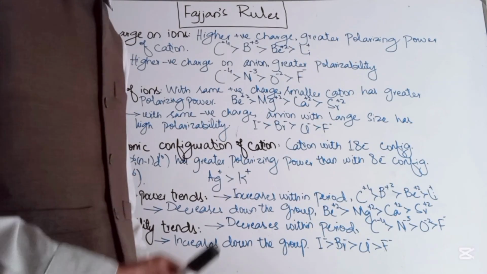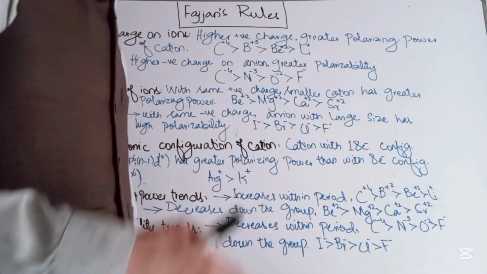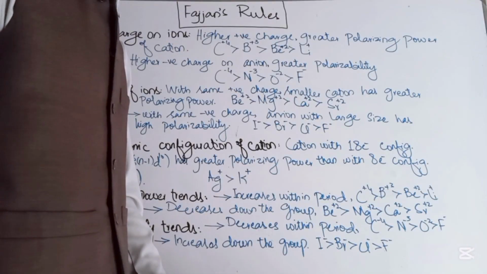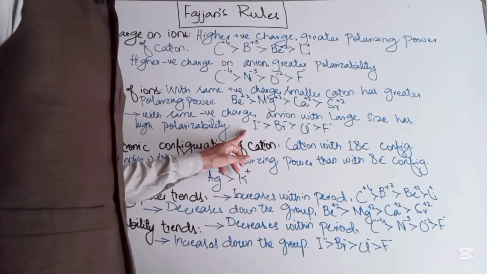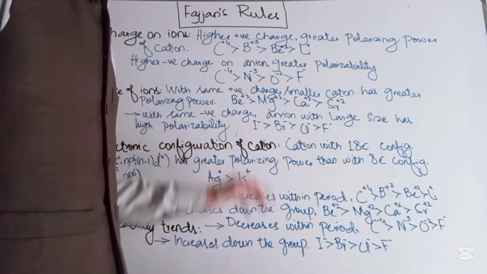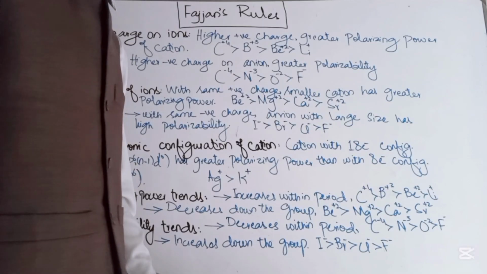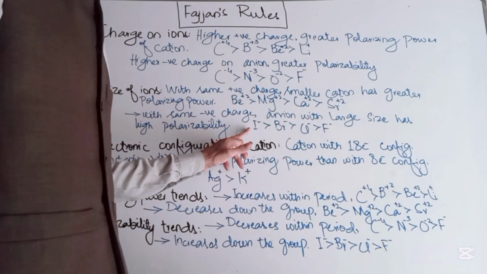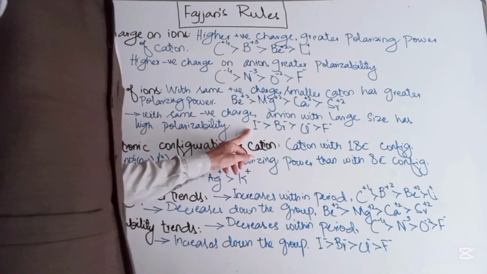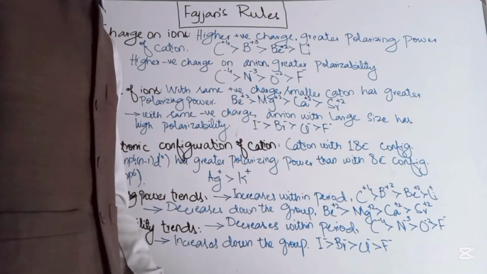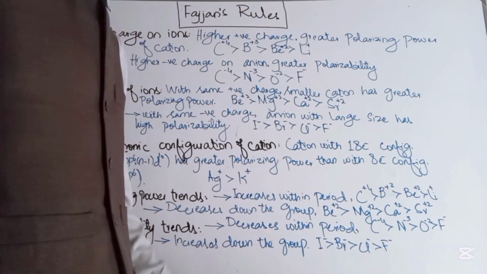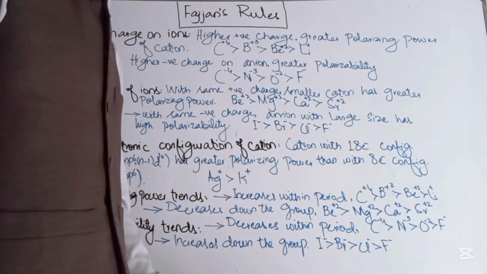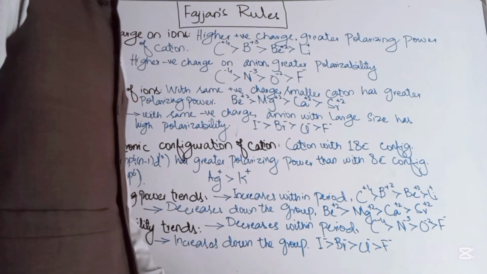If we have a number of anions with the same negative charge, the anion with the greatest size would have the greatest polarizability. If we compare these 4 anions, the charge is the same, iodide has the greatest size, so it would have the greatest polarizability. Fluoride has the least size, so its polarizability would be least.